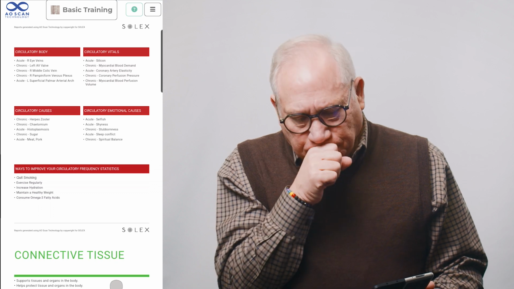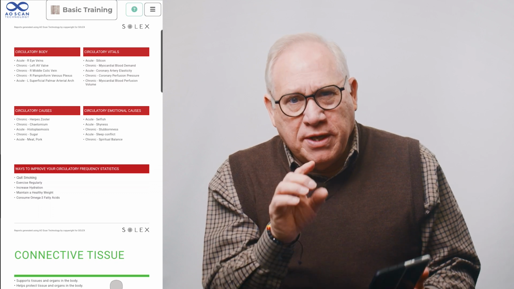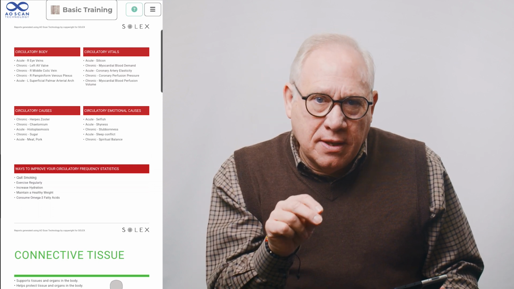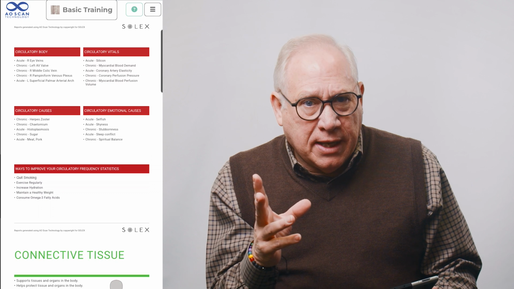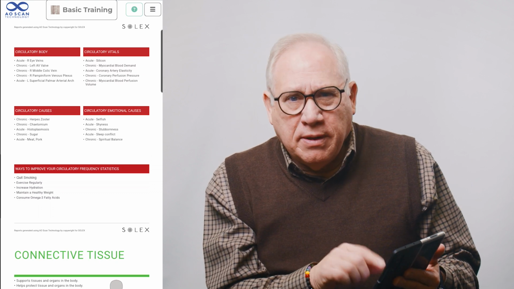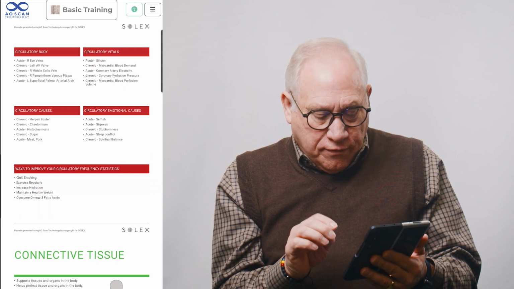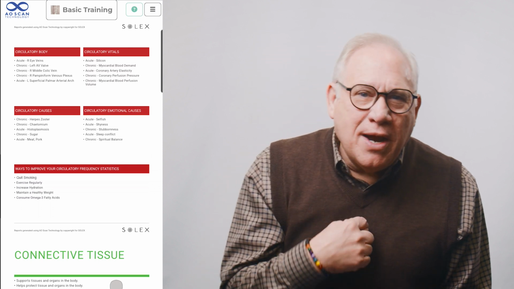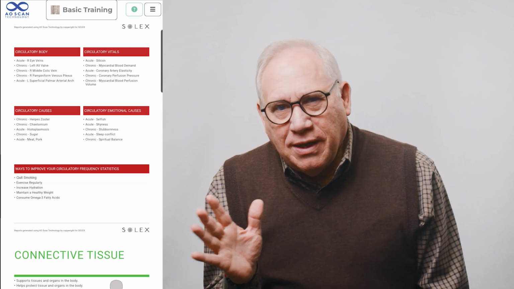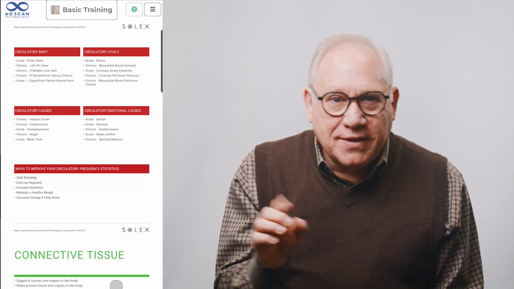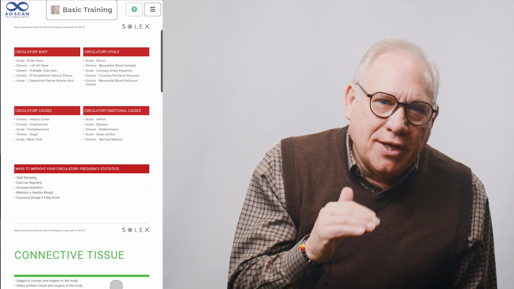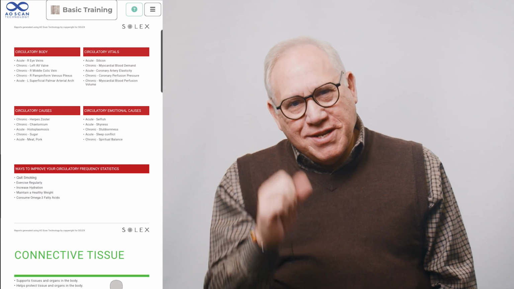Now, if you look at this report, this leads me into another question, not so much about the body systems, but one that comes up a lot, and we've talked about it. Go down to the bottom of this page. It says ways to improve your circulatory frequency statistics. Very first one: quit smoking. Now, this is my report. I've never smoked a day in my life, not even once. So why would that come up as priority number one for me? Why does it come up for you?